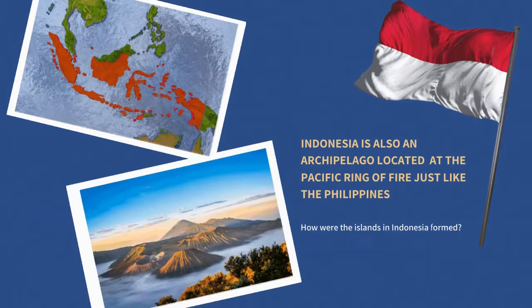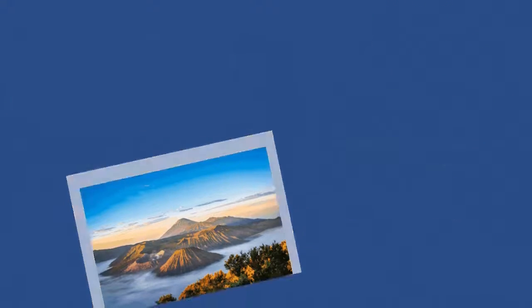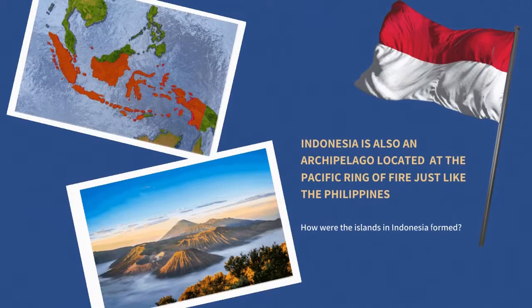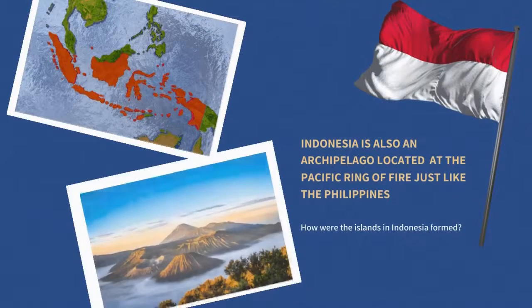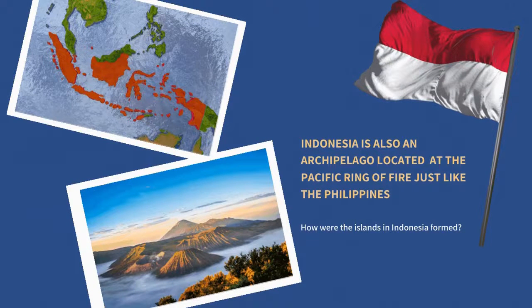Indonesia is also an archipelago located at the Pacific Ring of Fire, just like the Philippines. How were the islands in Indonesia formed? Both the archipelagos were formed due to the oceanic-oceanic convergence. Indonesian archipelago was formed due to the convergence between Sunda Oceanic Plate, which is a part of the Eurasian Plate, and Indo-Australian Plate, whereas Philippine Archipelago was formed due to the convergence between Sunda Oceanic Plate and Philippine plate.